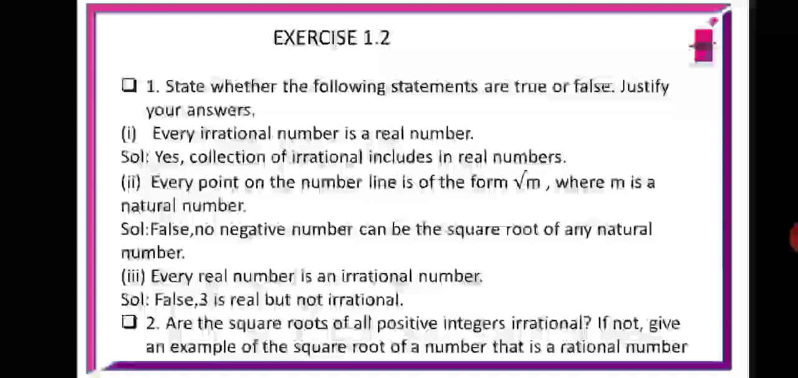Are the square roots of all positive integers irrational? If not, give an example of the square root of a number that is a rational number. So already we discussed in the previous session, square roots of perfect squares are rational and square roots of non-perfect squares are irrational. For example, you can take root 4 or root 1 or root 9 or root 16. These are all rational numbers.